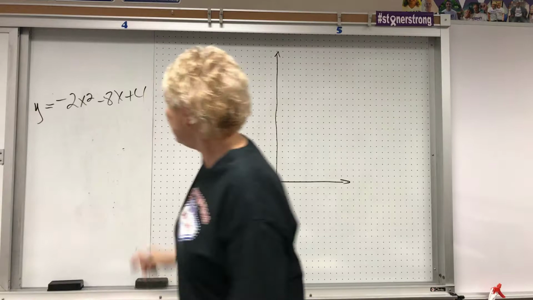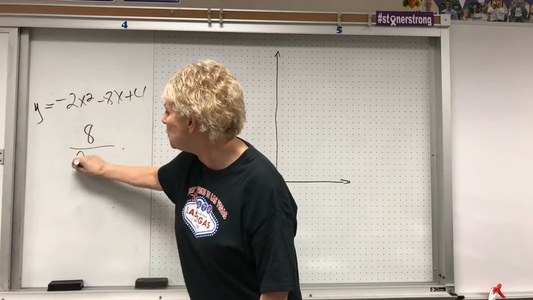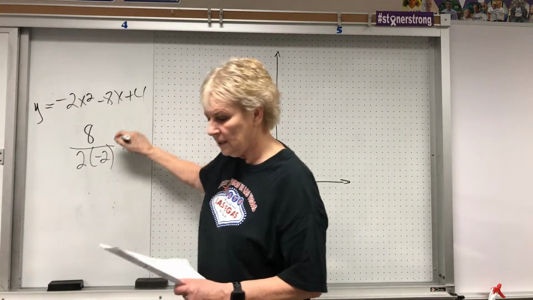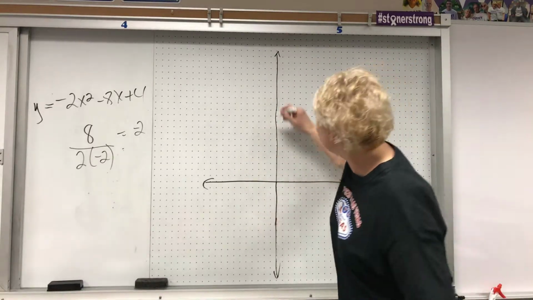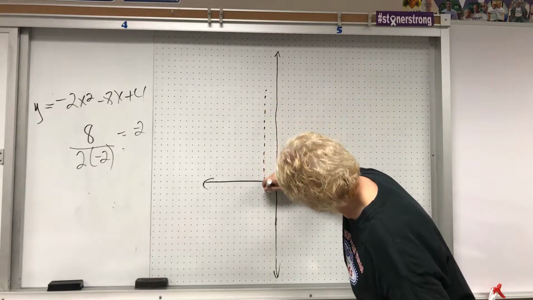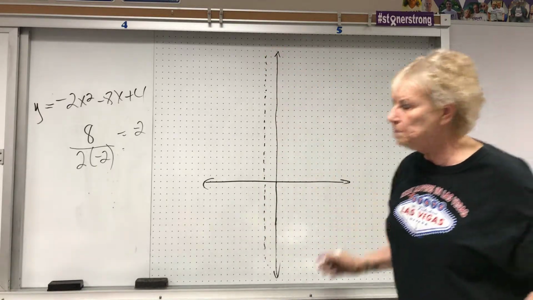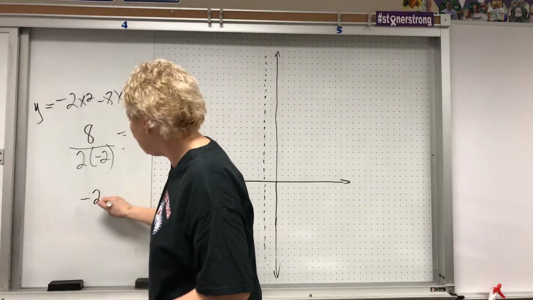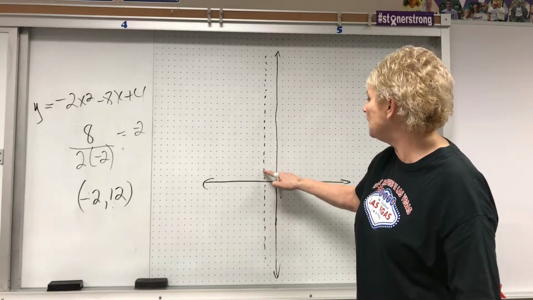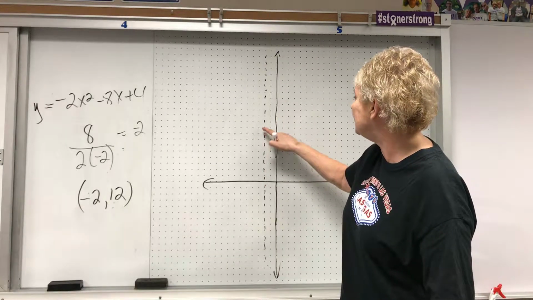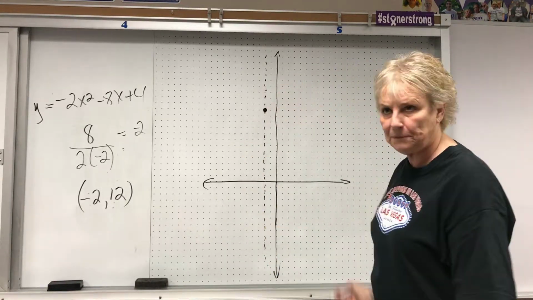All right, the opposite of B is 8 over 2 times -2. So immediately go to your graph and put an axis of symmetry in to help you find more points. When you plug -2 in, you should have gotten 12. -2, 1, 2, 3, 4, 5, 6, 7, 8, 9, 10, 11, 12. There's my vertex. It's going to be upside down.